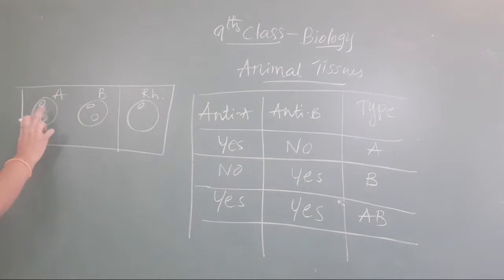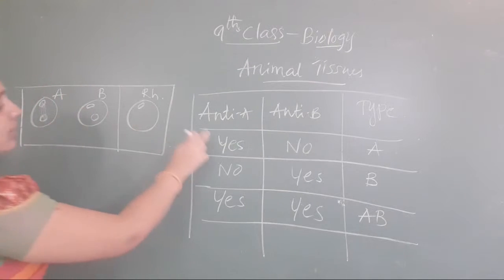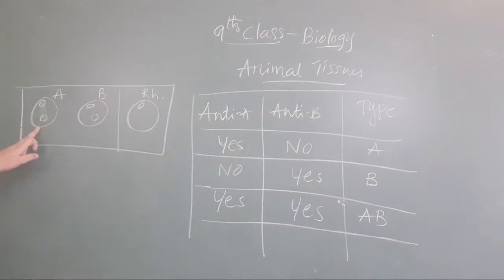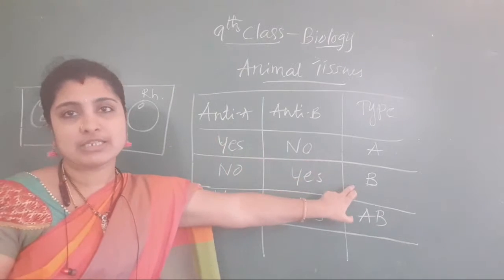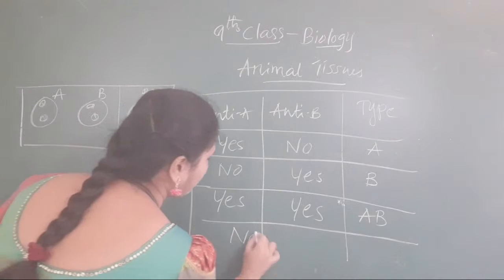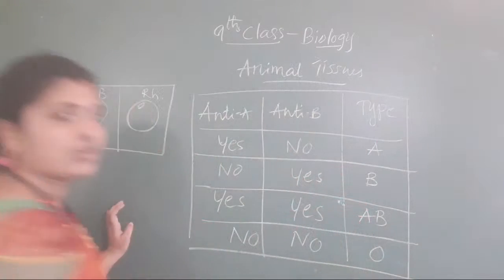At the time if you see clumps here, but no clumps here, you have to write yes, no, then the type is A. If no clumps in the anti-A, you have to write no, and yes, the type is B. And next one, if you are noticing clumps in both, you have to write yes, yes, the blood group is AB. And if you are not noticing any types of clumps, your blood group is O blood group. Okay, students?